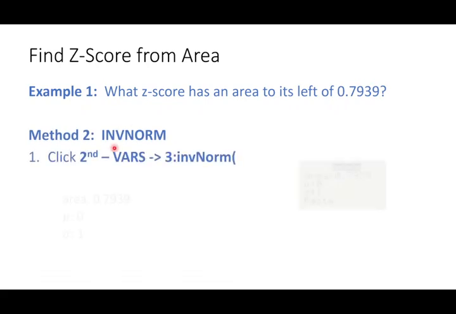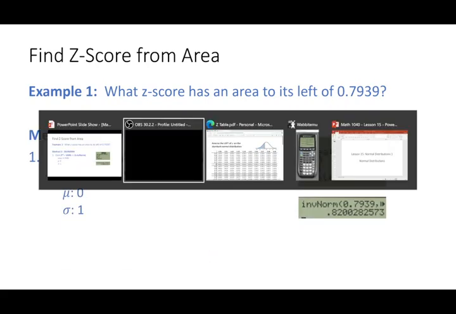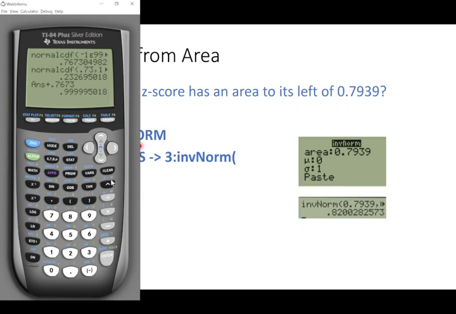The calculator has a thing called the inverse norm. So that's in the same distribution menu that we've been using. It's right below the normal CDF that we've been using. The opposite is the inverse norm that's right below it. This is when we're going backwards.